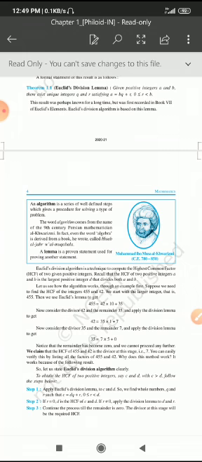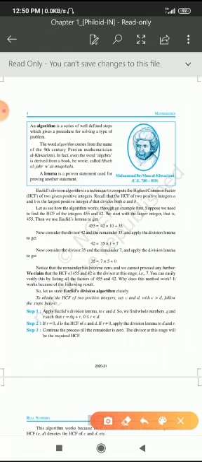Next, Euclid's division algorithm. By using this Euclid's division algorithm, we can find the HCF, the highest common factor, of given positive integers. Let us see the procedure, the steps which we follow in this Euclid's division algorithm. Euclid's division algorithm is used to obtain the HCF of two positive integers, say c and d. So we are going to find the HCF of c and d. What are the steps you have to follow?